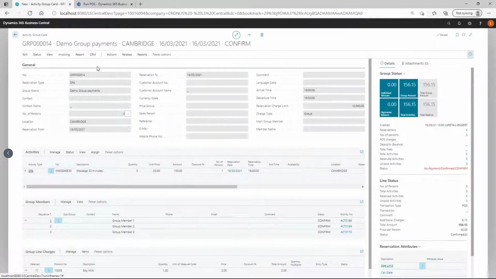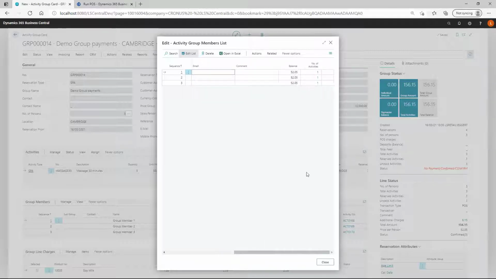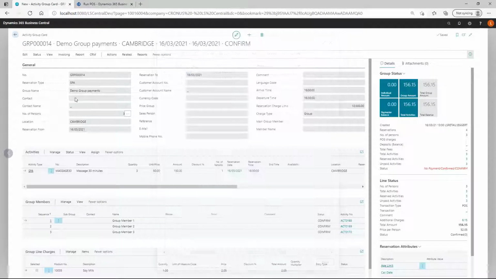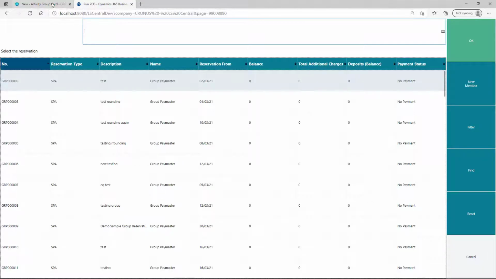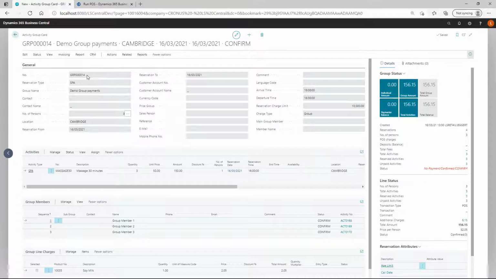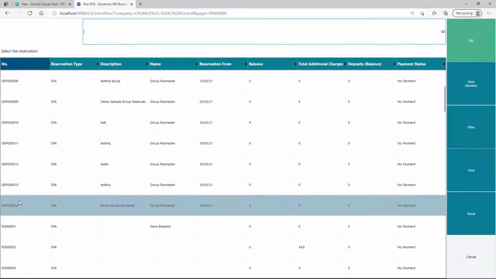So now we have the group reservation here, and a total balance of 156.15, and we got 3 people, and we created 3 reservations, and they all have an outstanding balance. So what I'm going to do next is go to the POS and start with just paying the deposit to this group reservation. The group reservation is number 14, and we will have a paymaster reservation for 14 as well.